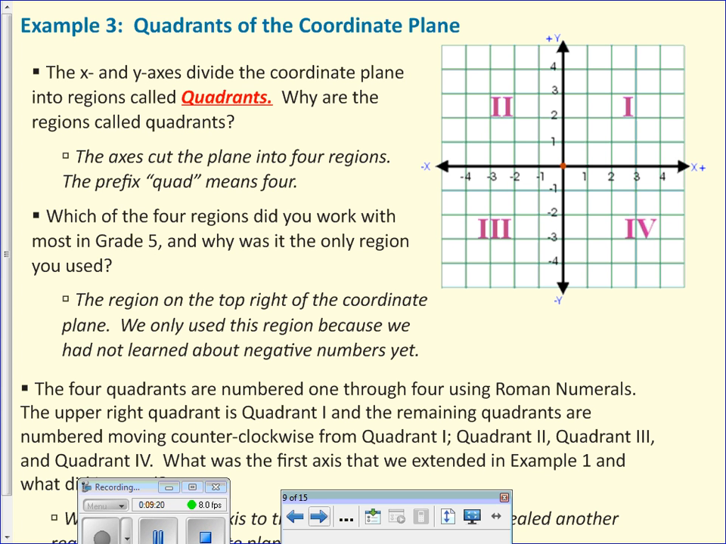I know that a bicycle has 2 wheels. A tricycle has 3 wheels. What are those things with 4 wheels called? A quad. So quad means 4. So we took our plane or our graph and our number lines divided it into 4 sections, so they're called quadrants. Quadrants are labeled using Roman numerals. Now in 5th grade, you only looked at quadrant 1. And this is where we start, quadrant 1.